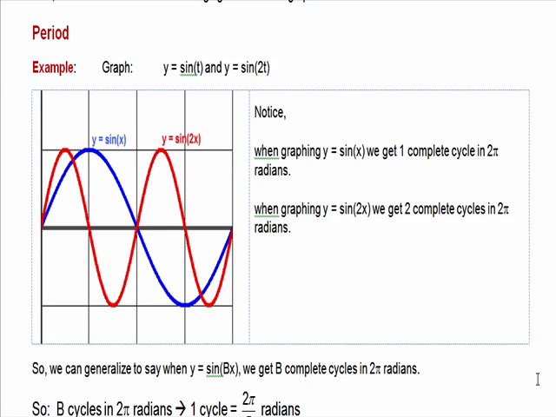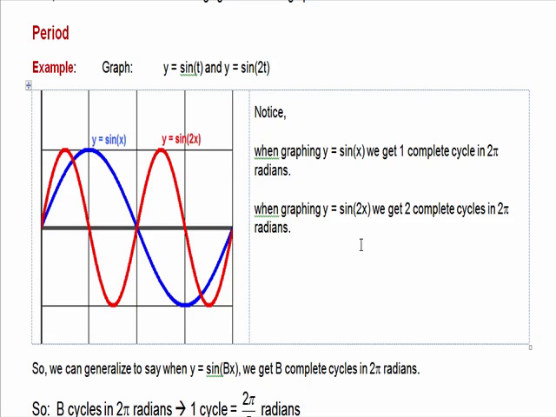Now let's take a look at the period. I'm going to look at the period based upon a couple of graphs. So I'm going to graph y equals sine t and y equals sine 2t. Now hopefully you recall that sine t has a period of 360 degrees or 2 pi radians.